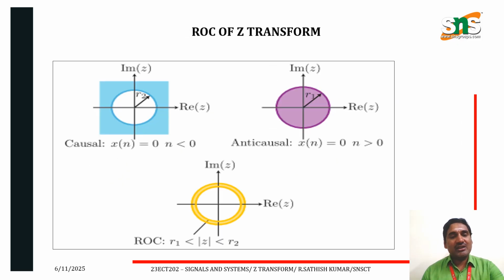Next one, the imaginary of z with respect to the real of z. For a causal system, x of n is equal to 0 for n less than 0, and it is represented by R2. The outside of the unit circle, the shaded part, is the ROC. Anti-causal means x of n is equal to 0 for n greater than 0, and R1 should be less than 1, so the inside of the circle is the shaded part. ROC R1 less than modulus of z less than R2 means the first circle is R1 and the second circle is R2. The region between R1 and R2 is the ROC of the Z transform.